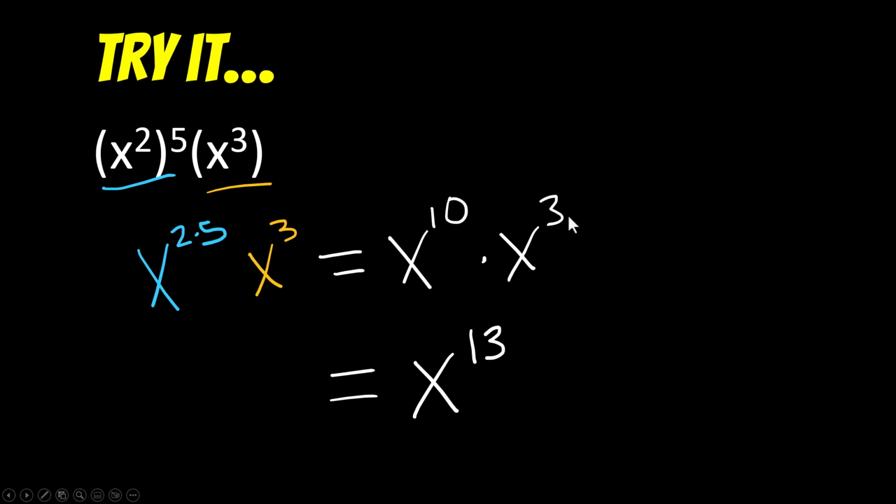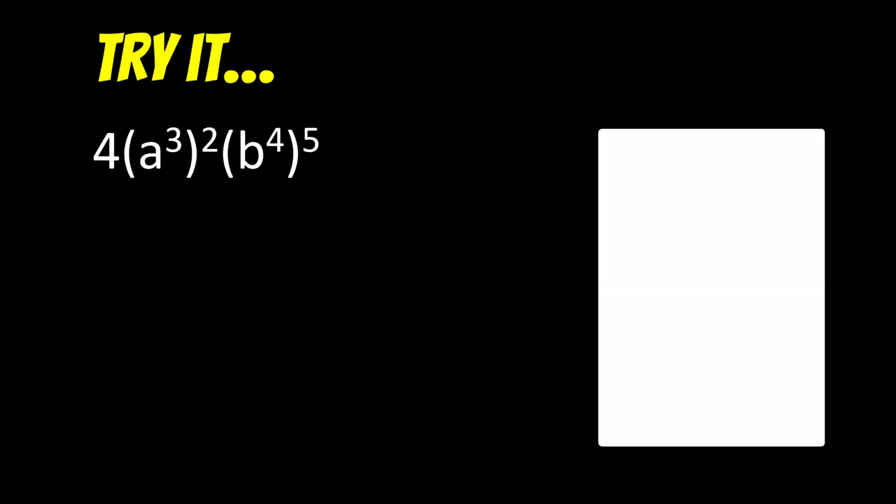This is really a good example of the difference in the two situations. One term, x squared raised to the 5th power, you multiply. But then when you have these two terms that have the same base, we end up adding their exponents. Try this one.